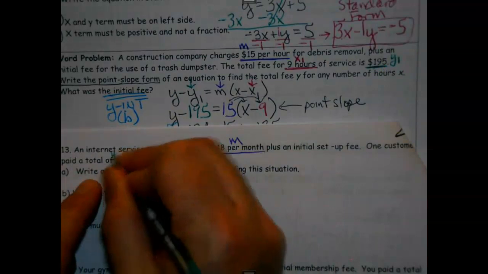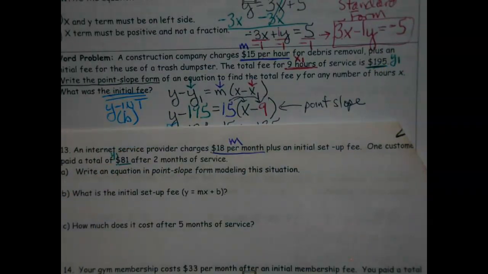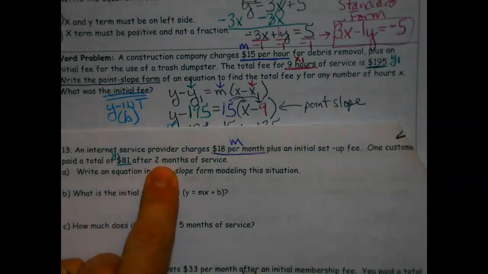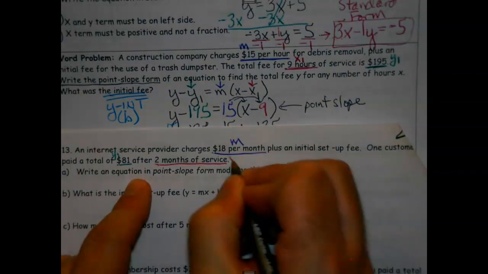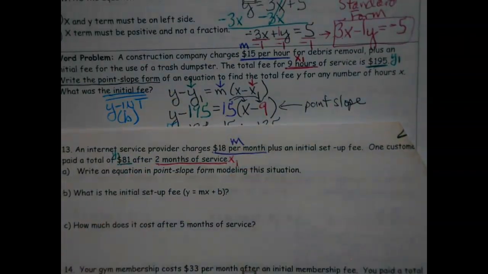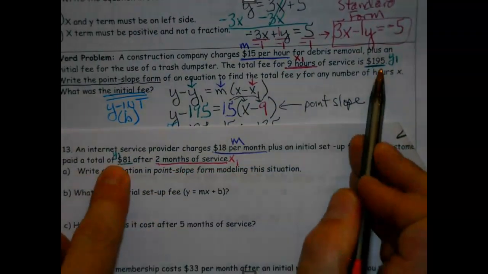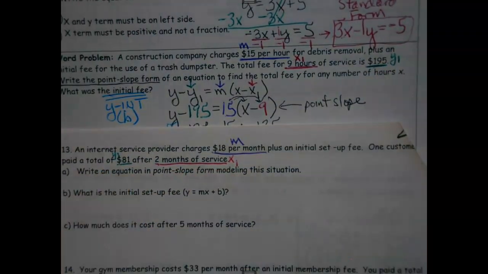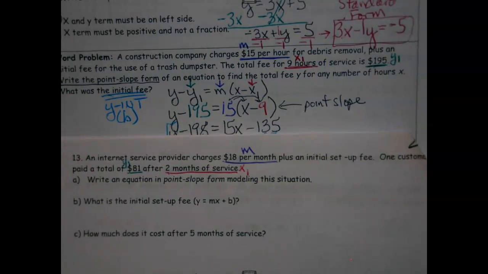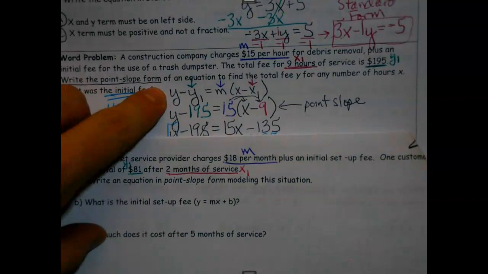That is your Y1 for 2 months of service. There's my X1. So again, time is X, quantity or cost is Y. That's the one thing I got to keep straight. So write the equation in point slope form, modeling this. Okay. Let's start plugging numbers in.